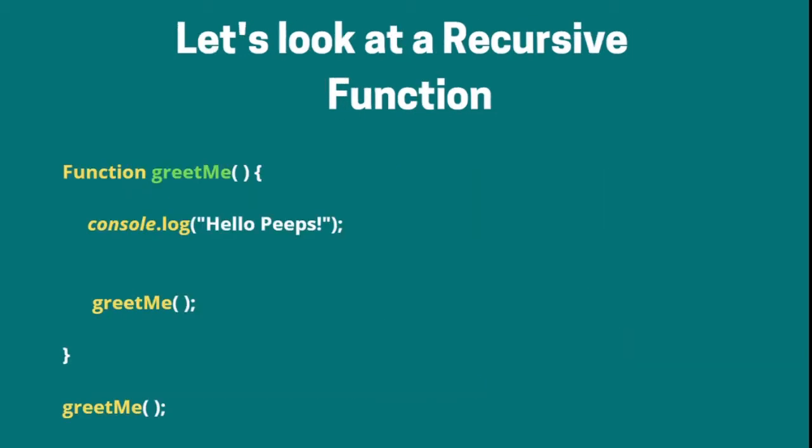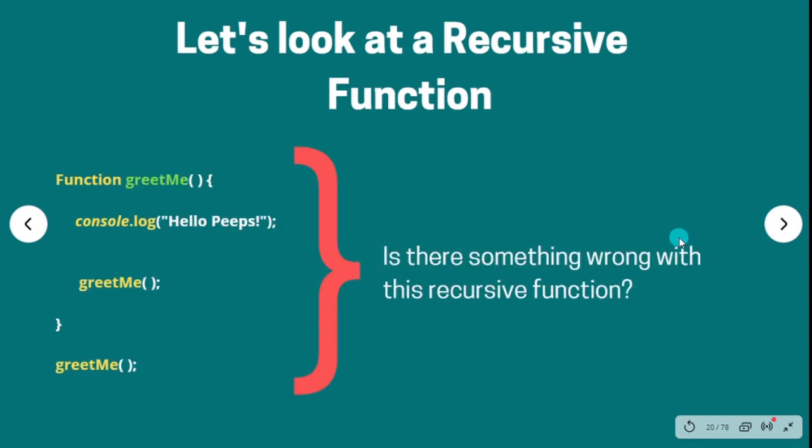So now we have a little function here, and this function basically is going to print hello peeps, because we can see that in console.log. We can see the recursive call here because greetMe calls itself inside its own function, and we have the function call that initially happens when the code starts. Is there something wrong with this recursive function? Yeah, the answer is yes.